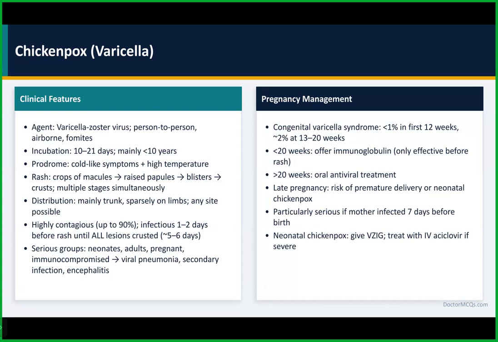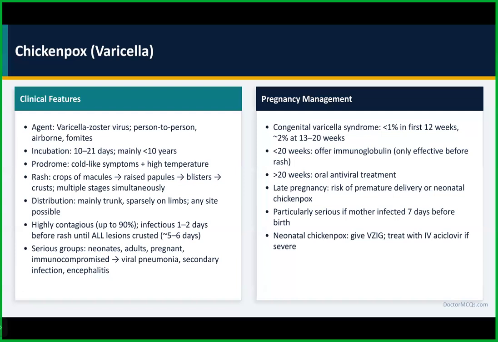The patient is infectious from 1 to 2 days before the rash appears until the lesions are crusted, and crusting appears in 5 to 6 days. Serious groups involve neonates, adults, pregnant women and some immunocompromised, and it can cause pneumonia, encephalitis and some other secondary infections. In pregnancy, importantly, even from the OSCE point of view, congenital varicella syndrome can occur in the first 12 weeks.